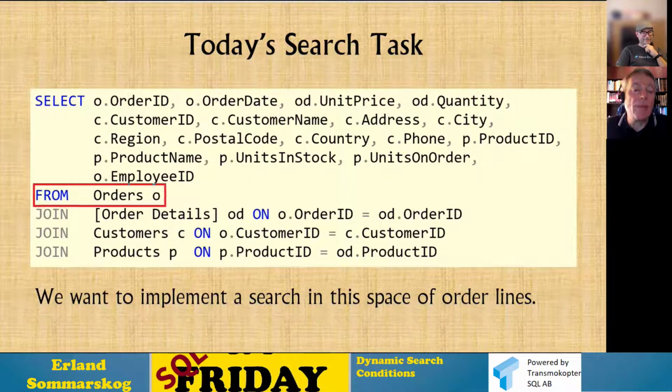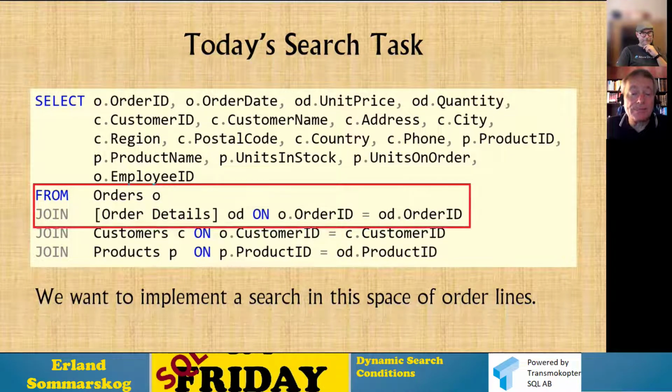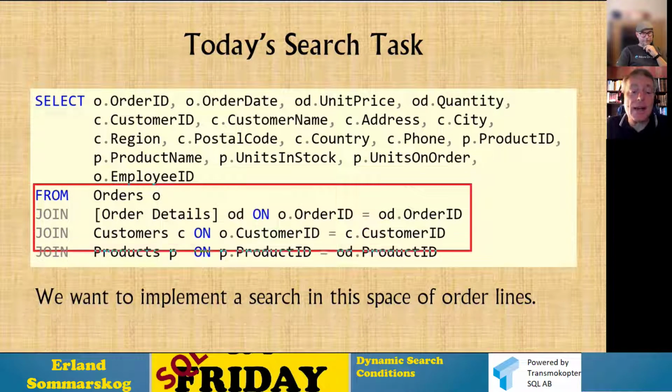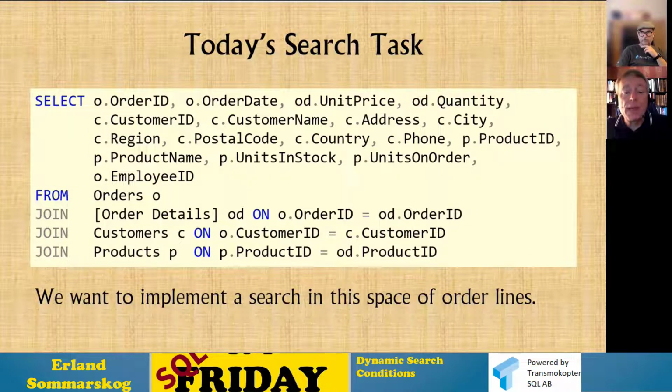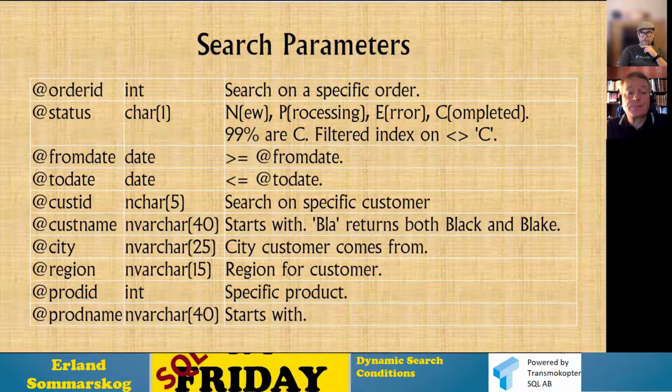Okay, so I have an orders table, and I join it to an order details table, and then I join that to a customers table and a products table. That spans a space of order lines. Now, for a real order search, if I'm searching for a product ID, I might want to see the full order, but we're going to keep things simple. So we're simply going to search for order lines to focus on the main problem. And these are the parameters we're going to expose to the users.